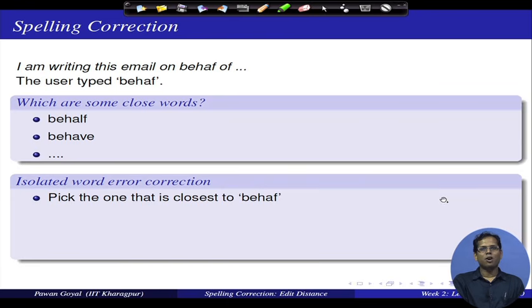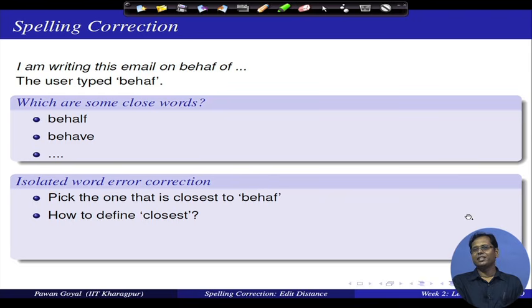When I talk about spelling correction, I'll talk about two different scenarios. One is isolated word error correction. That is, I'm trying to correct a word that is incorrect, but I'm not trying to use the context around it. So given the word BEHAF, I want to correct it without using what is there before and after this word. This is called isolated word error correction. In this approach, I'll try to find the words that are closest to it. Maybe behalf and behave will be two such words.